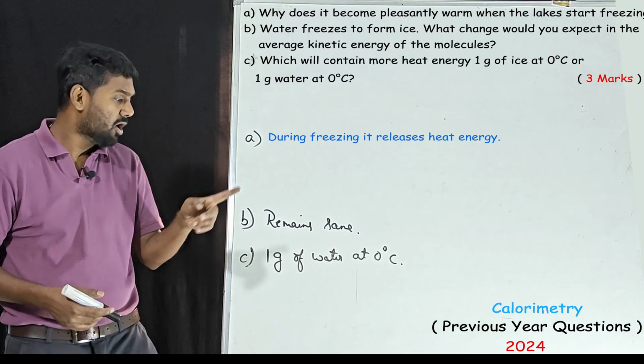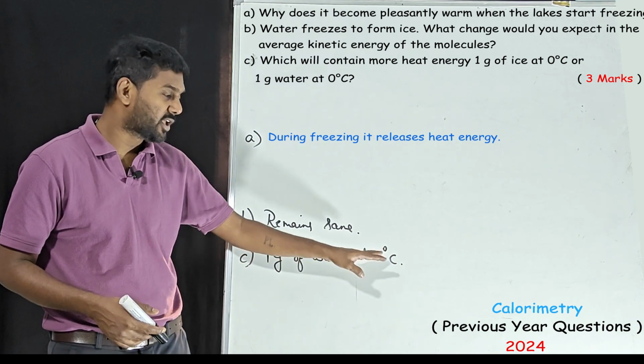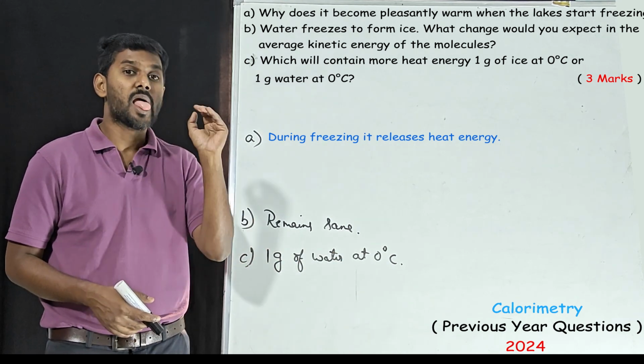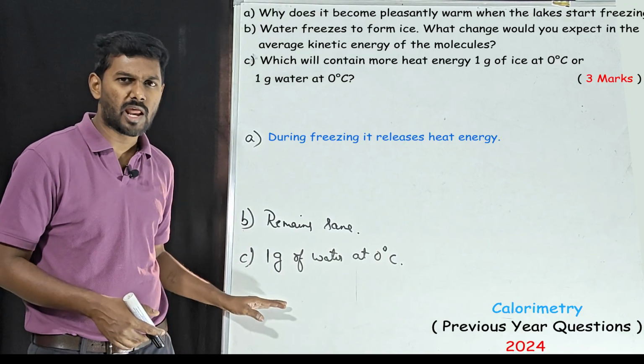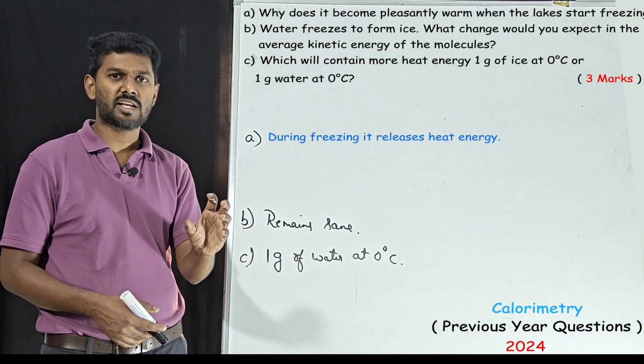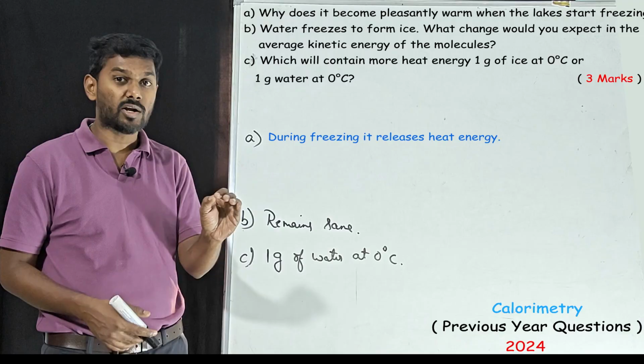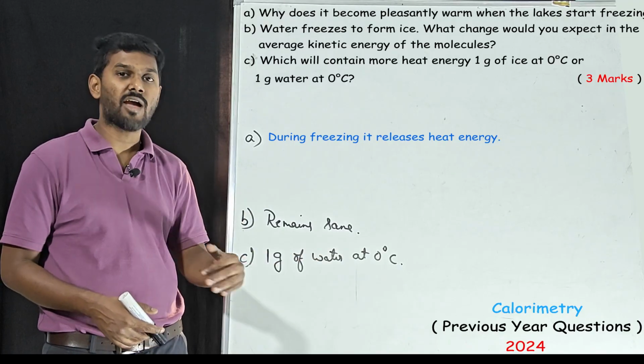So always keep in mind, 1 gram of water at 0 degree Celsius will have more heat energy than 1 gram of ice at 0 degree Celsius. Don't worry about gram. Ice will have less energy at 0 degree. Ice cold water at 0 degree Celsius will have more heat energy.